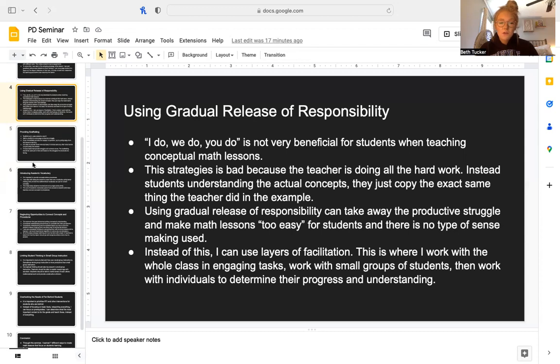This is where I would start with the whole class and I would use an engaging task. And then I would work with small groups. So maybe they go back to their tables and work, and then work individually one-on-one to determine each student's progress and their understanding of the lesson.